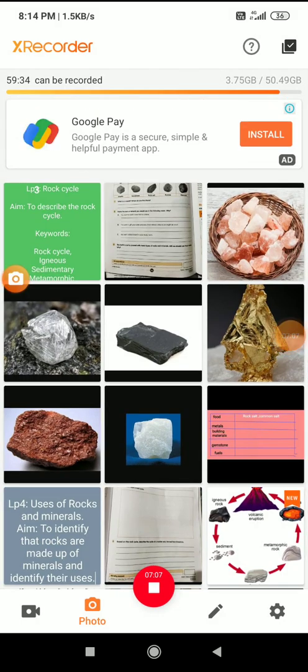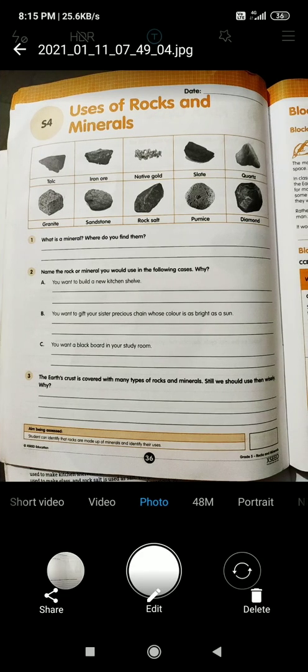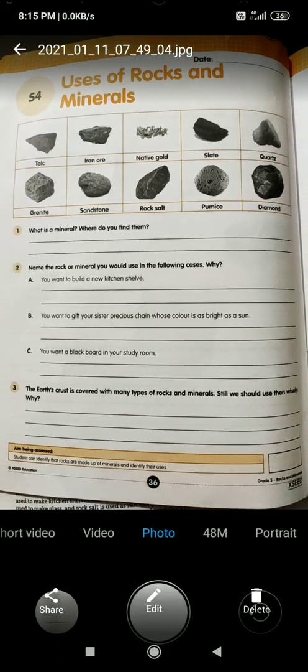Right, students? So now open your page, volume 3, page number 36, write today's date. You can see firstly in the box they have been given, right? So differentiate which one is stone and which one is mineral. Okay, next, first question: what is mineral and where do we find them? Just now I explained.